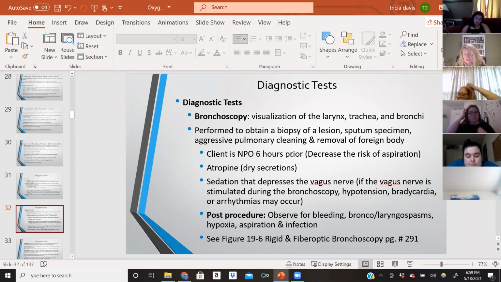And then post-procedure, when the patient comes back to you, again, you're going to be observing for bleeding, any kind of broncho or laryngeal spasms. So you're going to be listening to those lung sounds. You're going to be monitoring their oxygen levels, looking at their color. You're going to make sure that they're not aspirating, and then you're going to watch those white blood cell counts to see if they're getting any type of an infection.